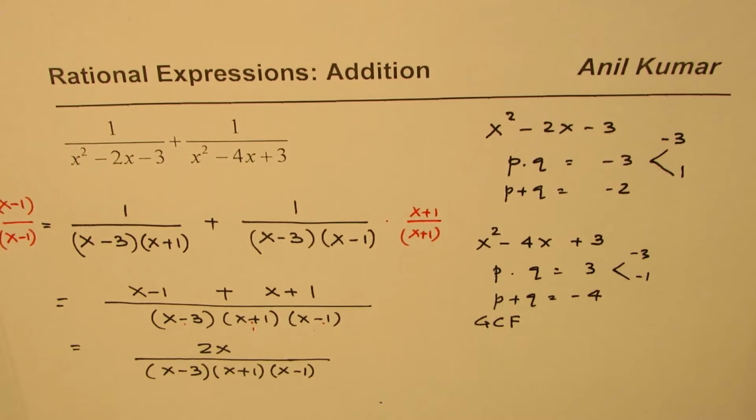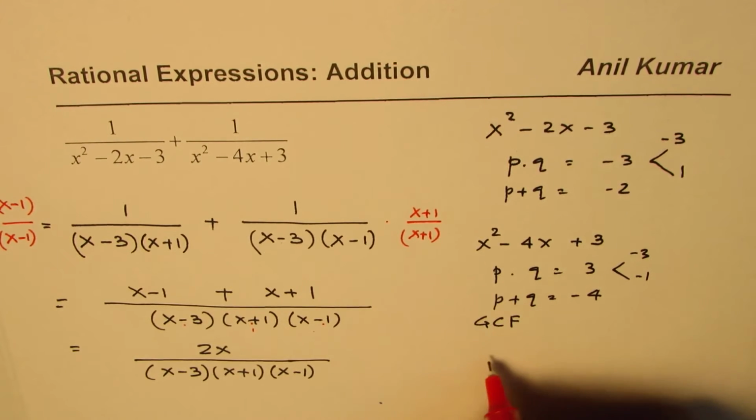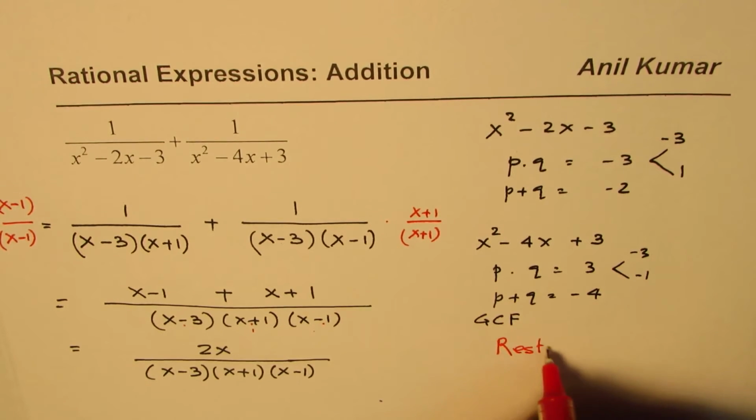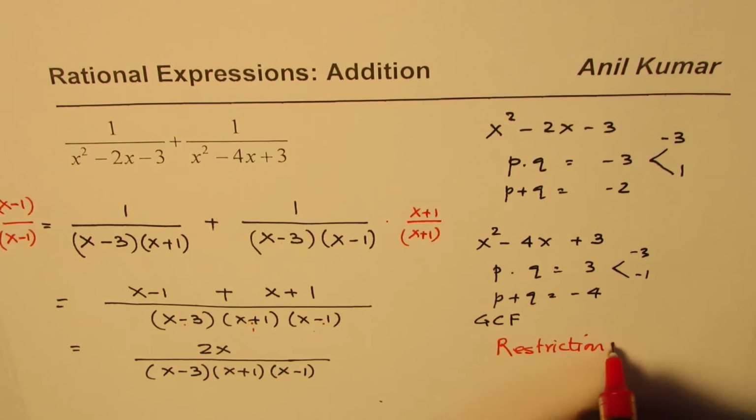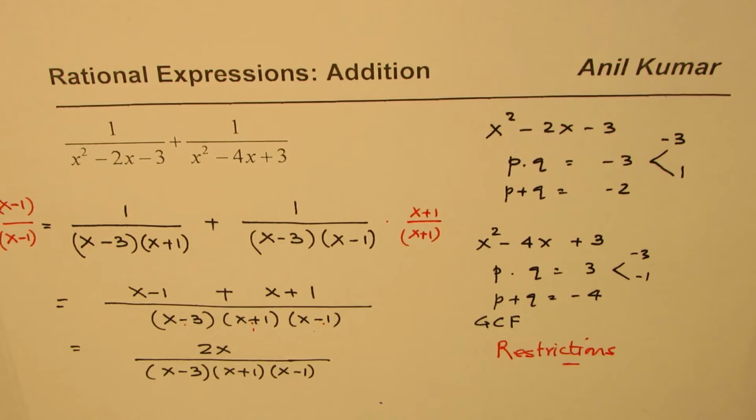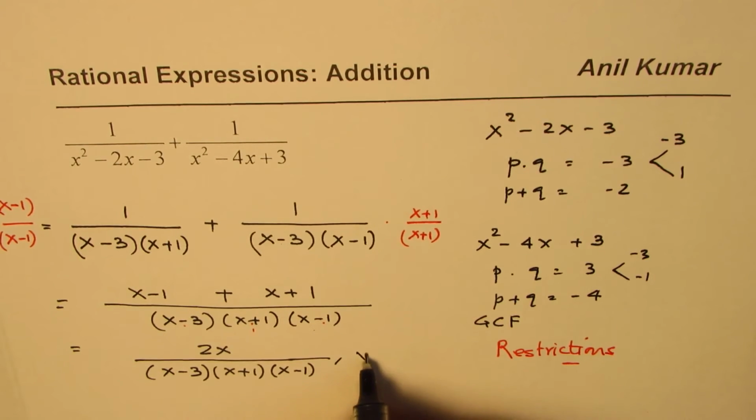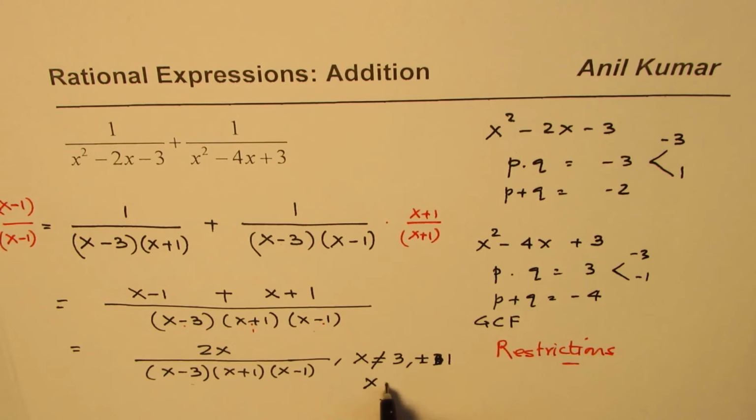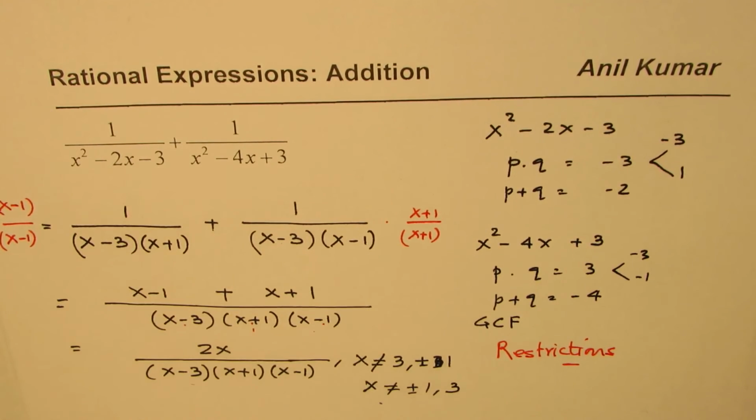Whenever you're working with rational expressions, it is kind of important to note restrictions, right? Even if you're not being asked for that. So here the restrictions are that the denominator cannot be 0, so we cannot have x as equal to 3 or even plus minus 1. So these are the three restrictions. X is not equal to plus minus 1 and it is not equal to 3. And these two expressions add to 2x divided by x minus 3 times x plus 1 times x minus 1.